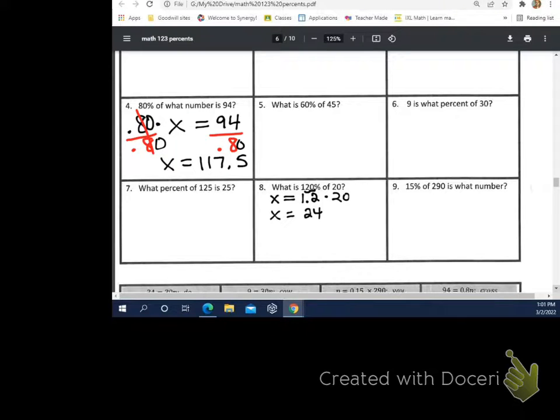So if I were doing that with a proportion, we would have had x over 20, 120 over 100. So since 120 is more than 100, I should expect that my answer is more than 20. It's more than 100% of something, more than the whole thing.